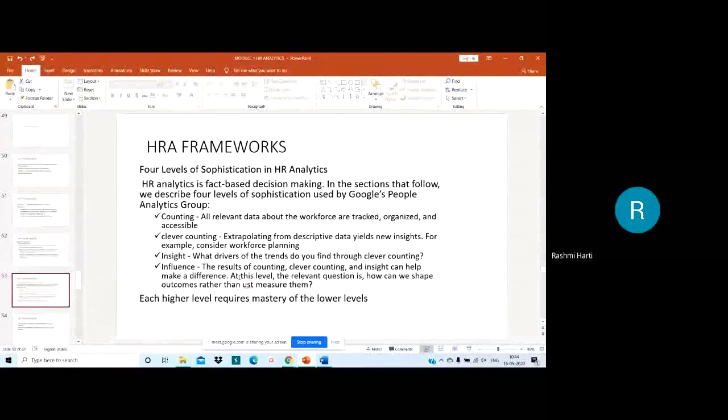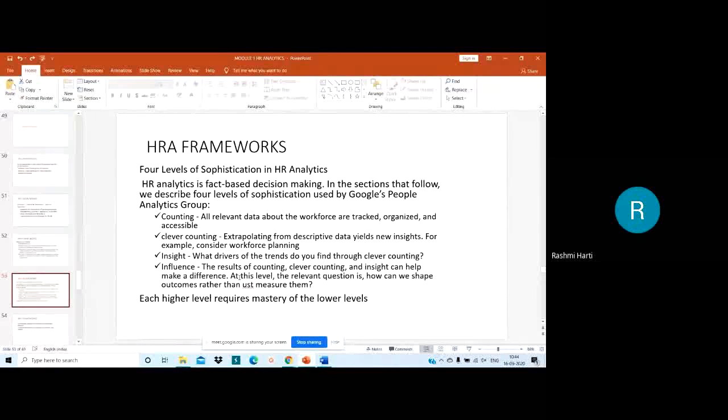Then influence. Results of counting, clever counting and insights can help make a difference. So at this level, the relevant question is how can we shape outcomes rather than just measure them. So in influence, what you understand is the weakness of the employees, right? Whatever is the present capacity and what exactly you are getting. Identify the gap, understand what is the difference, and then try to counsel them, try to give them training. With that, you start influencing them, motivating them to work better.